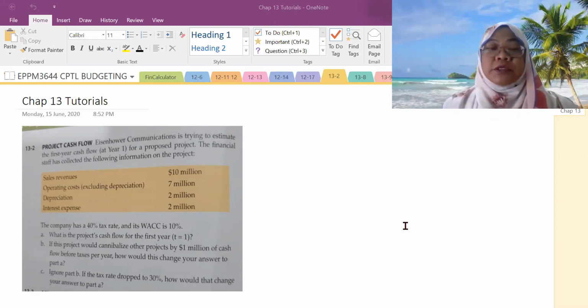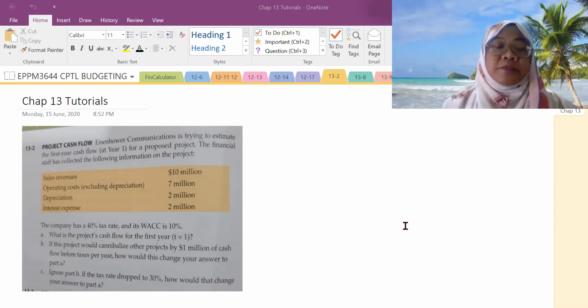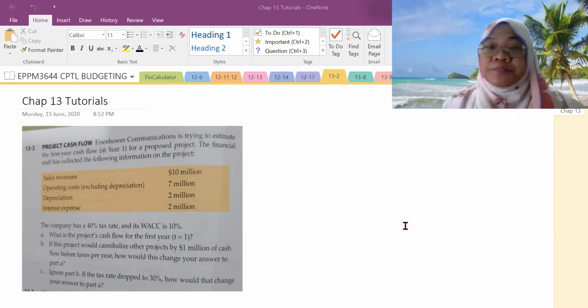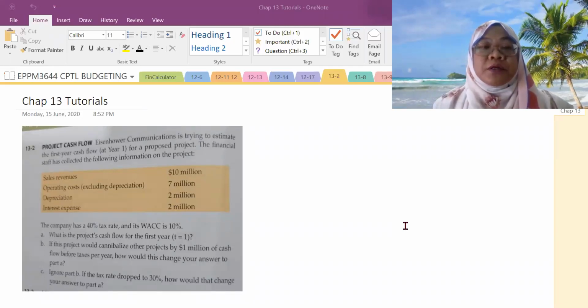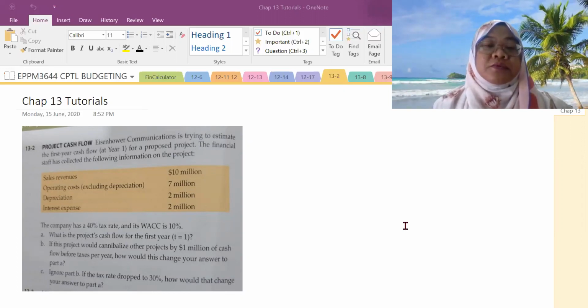Okay, so kita mula dengan problem 13-2 yang ini untuk cash flow estimation saja. Bahagian cash flow estimation saja ya. Okay, so the case is on Eisenhower. Eisenhower Communication is trying to estimate the first year cash flow.